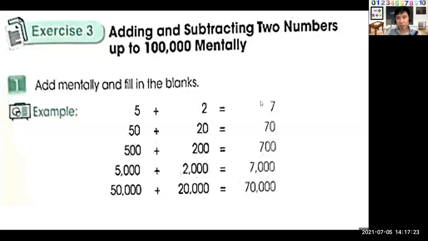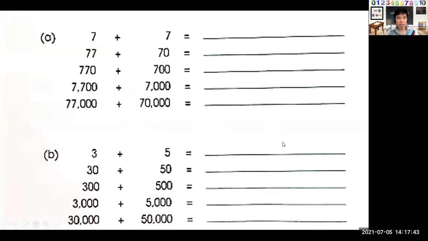Here, 5 plus 2 is 7. 50 plus 2 is 70. 500 plus 200 is 700. 5,000 plus 2,000 is 7,000. 50,000 plus 20,000 is equal to 70,000. Now in letter A in your book, here, 7 plus 7. So just write it here. 7 plus 7 is 14, so just write number 14 here. And then 77 plus 70, write it here.